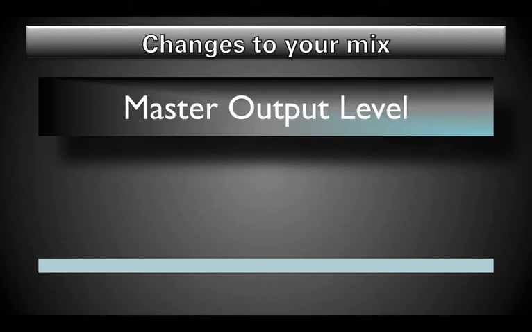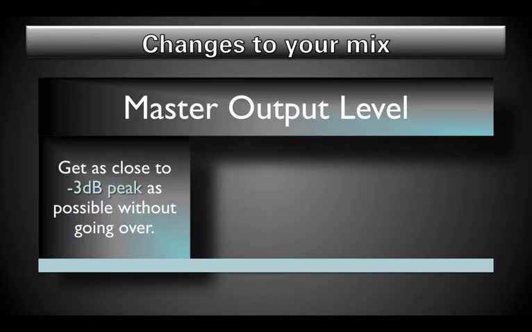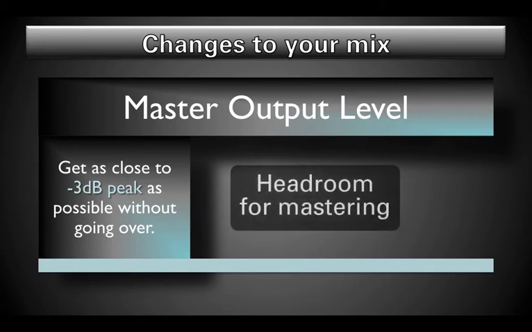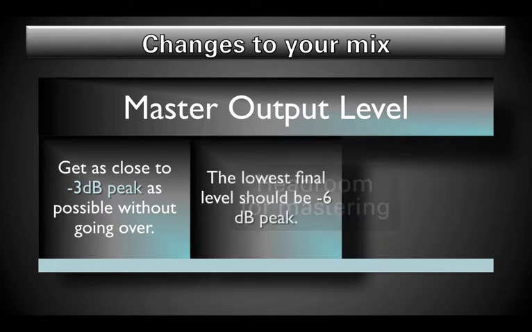Now, our final goal for this mix is obviously not to be at -10, -12 dB, but it is actually to get as close to the -3 dB peak as possible without ever going over. We do not want to go over -3. We need to give the mastering engineer enough headroom to apply any additional processing. So we're really shooting between -3 and -6 dB. That should be our goal.